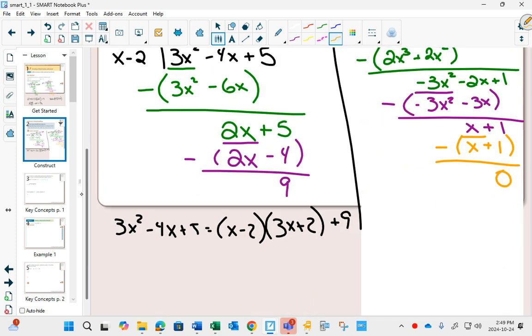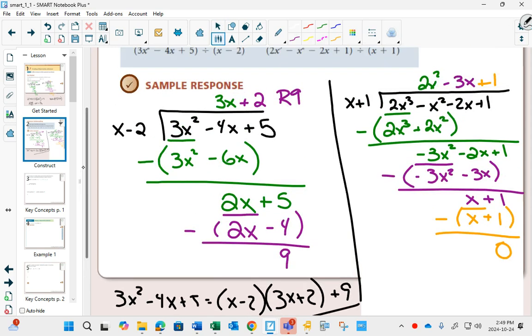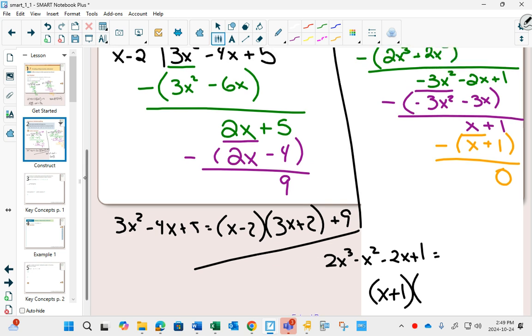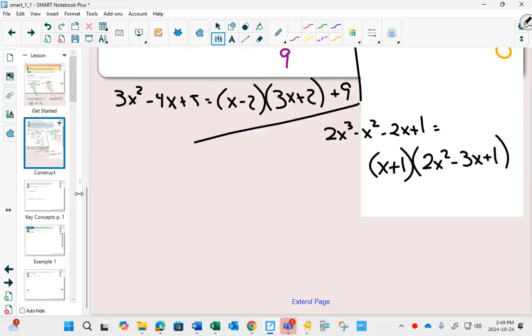So what we have done, oh my goodness, this is the exciting part. We have just figured out that 2x cubed minus x squared minus 2x plus 1 is equal to bracket x plus 1 times by, what was our answer? 2x squared minus 3x plus 1. And for the first time in your life, you have factored a cubic. But you haven't factored it completely. But now that you've factored that far, how hard would it be to do this? And we've factored it completely.